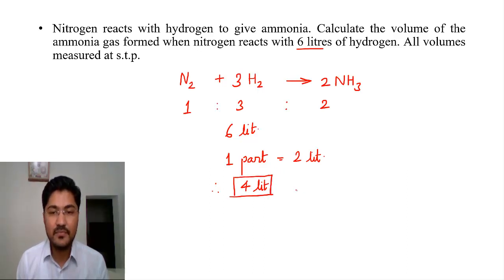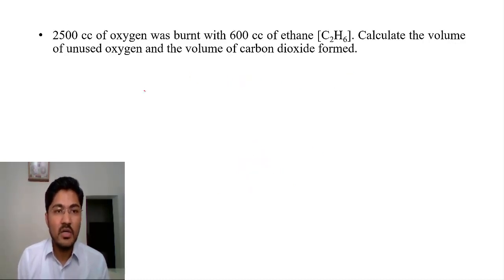Now let's see the next. Here it is given that 2500 cc of oxygen was burnt with 600 cc of ethane. Calculate the volume of unused oxygen and the volume of carbon dioxide that is formed. Let's try to write a balanced equation here first.